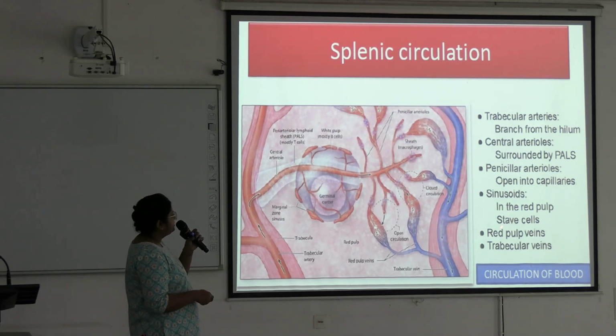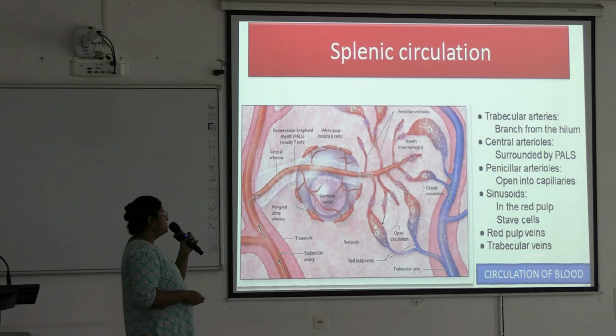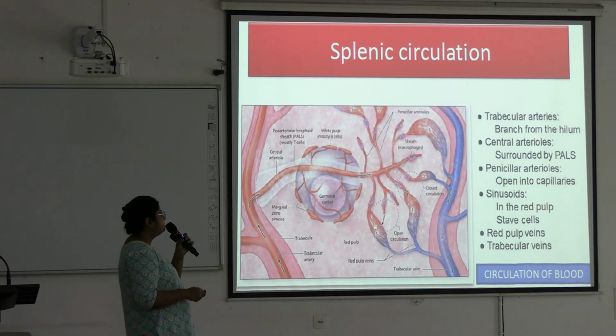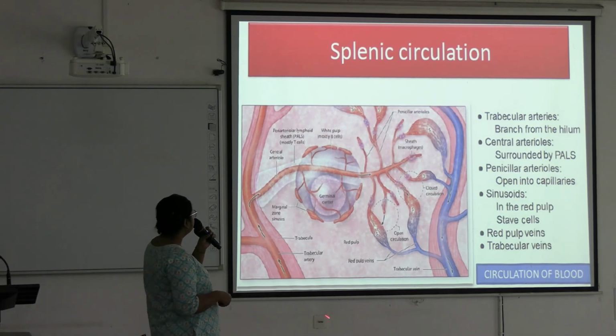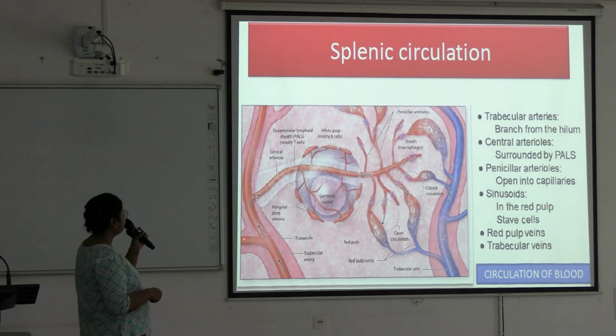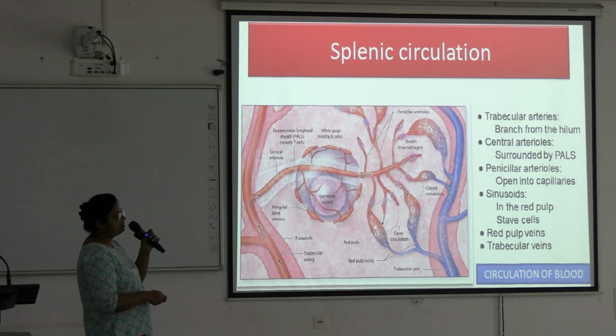Okay, and stem cells are present in the sinusoids. Red pulp veins and trabecular veins are present. Through these areas, the blood flows through the spleen. So here you can see this is the trabecular artery. From here, the central arteriole is arising, periarteriolar lymphatic sheath, penicillar artery, closed circulation, some open circulation, formation of the venules joined to form the veins within the trabeculae.